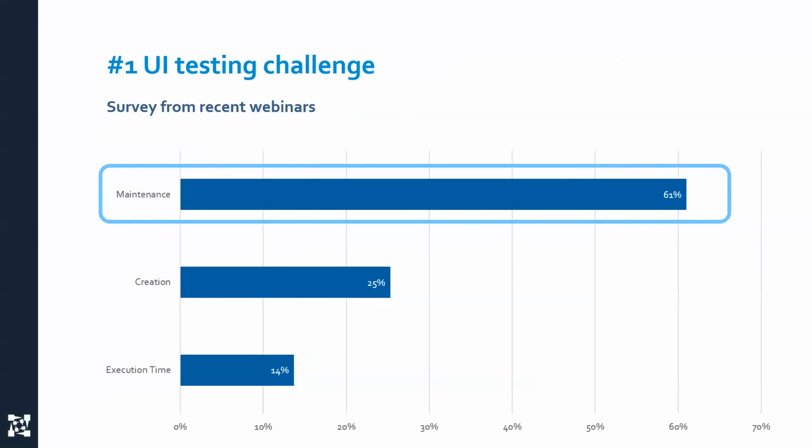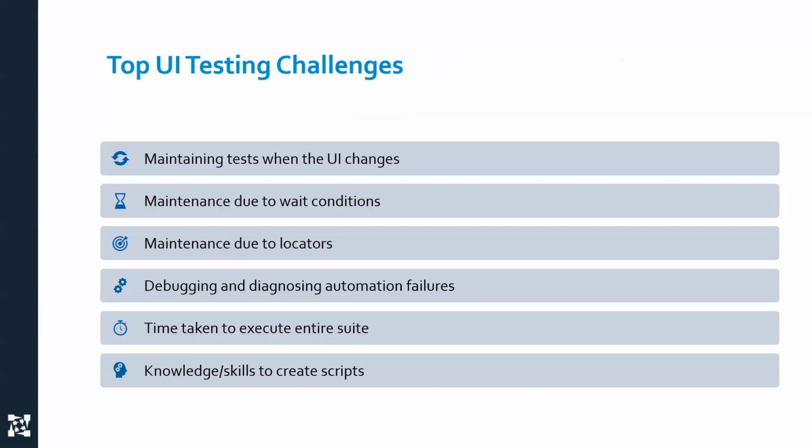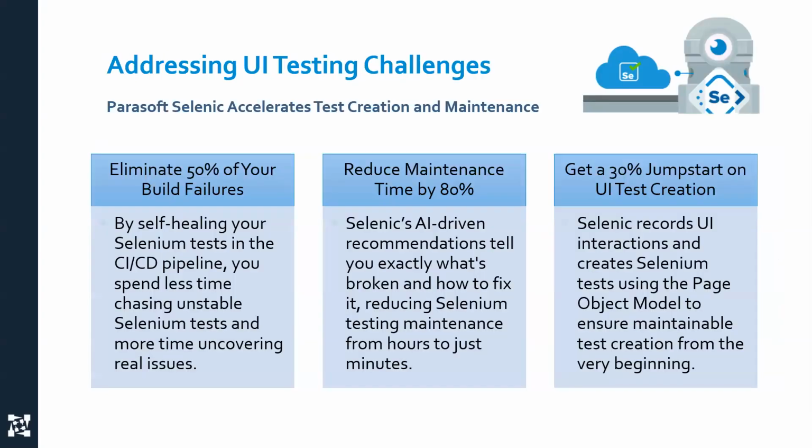There are a lot of tools out there for creation, but building tests that are maintainable from the beginning is the number one challenge. And so that's what we want to show you today. We want to show you how we can solve these issues of maintaining tests when the UI changes, when the application's wait conditions are insufficient, how to build the right locators, the minimal set of locators required to drive the browser, and then also show you how you can get some good debugging and diagnosing information, and reduce the overall time to execution. And we do that through Parasoft Selenic.